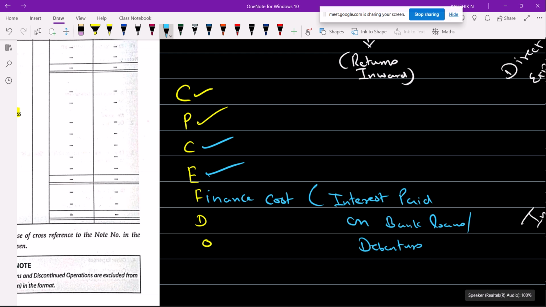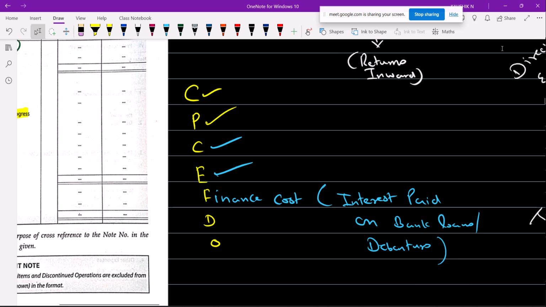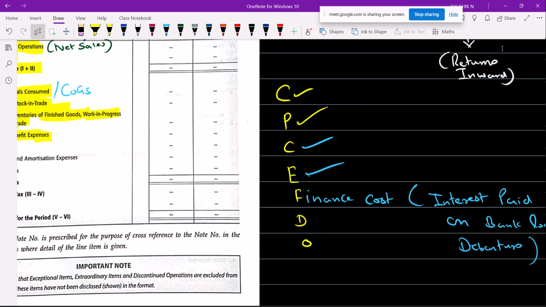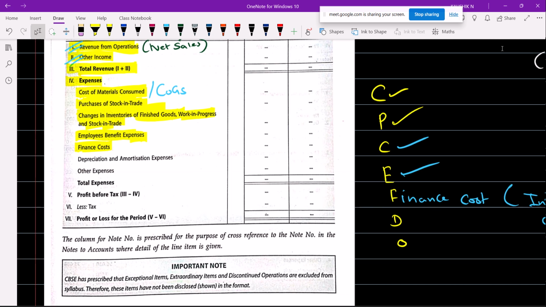So the interest amount that has been paid on the bank loan or the debentures forms part of your finance cost. You would have seen in your profit and loss account, if interest is paid, then it is an indirect expense. If the same interest is received, we call it an indirect income, that is other income. So I hope what comes under finance cost is very clear to you. Any doubt in the finance cost category? No, sir.